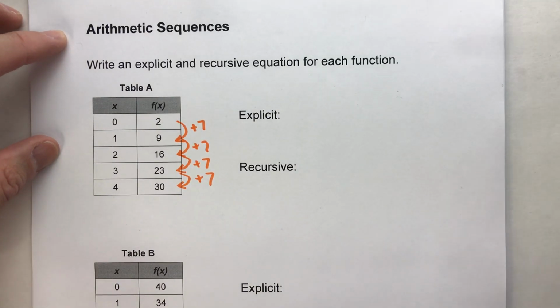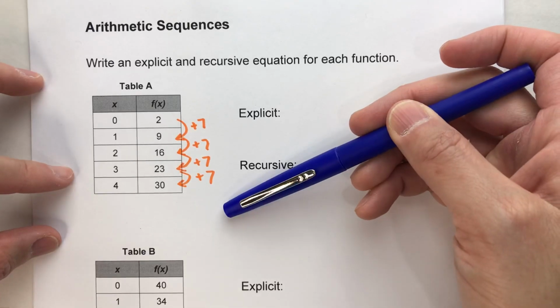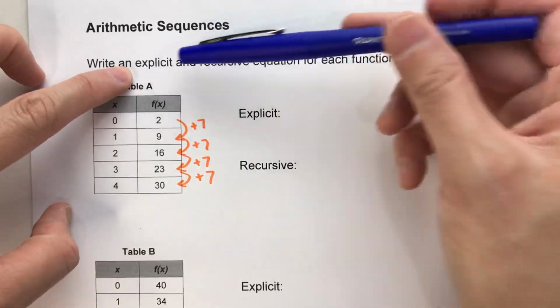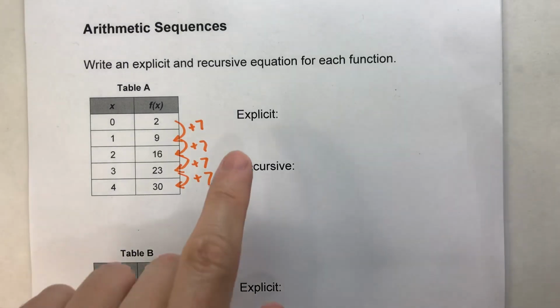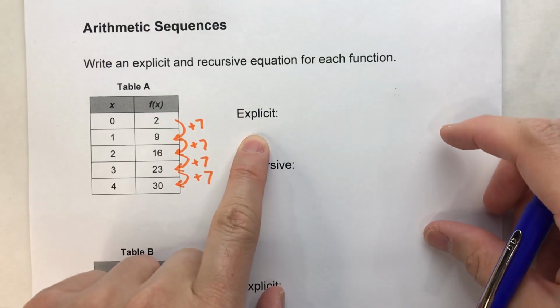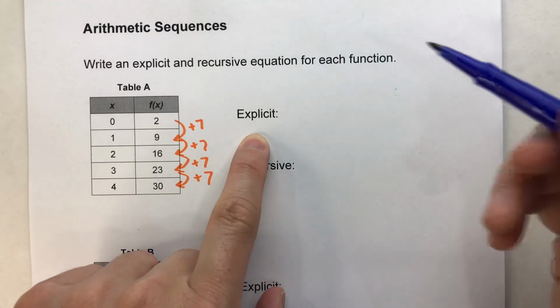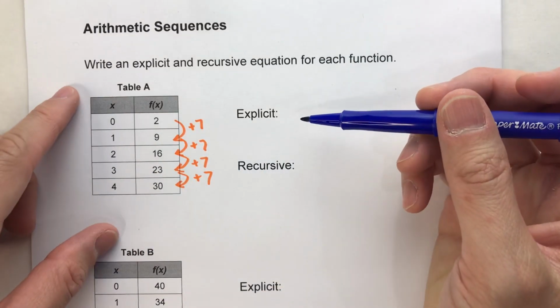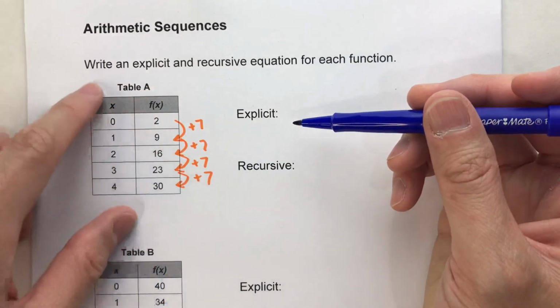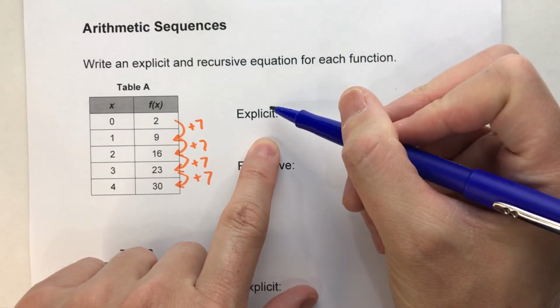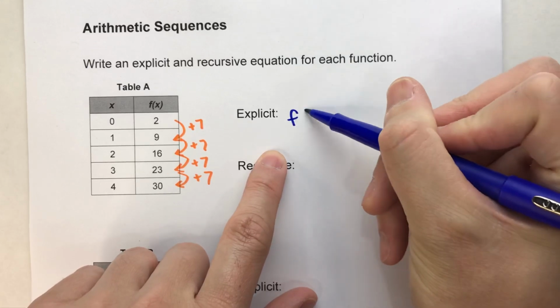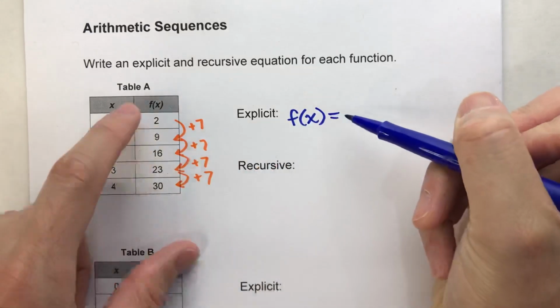Now, to represent this pattern, we can write two different kinds of equations for it. The first kind of equation is an explicit equation. It's probably one you've learned before. It allows us to write an equation that will get us any value of f of x based off of x. So for our explicit equation, we're trying to calculate f of x, so the number in this column.